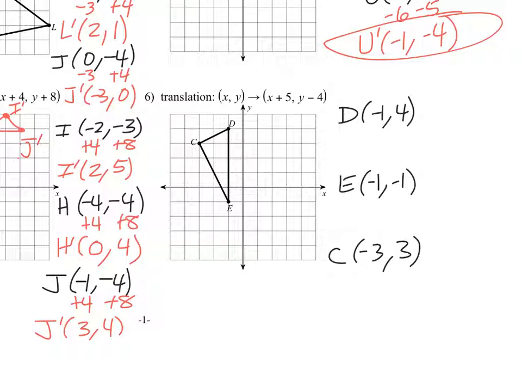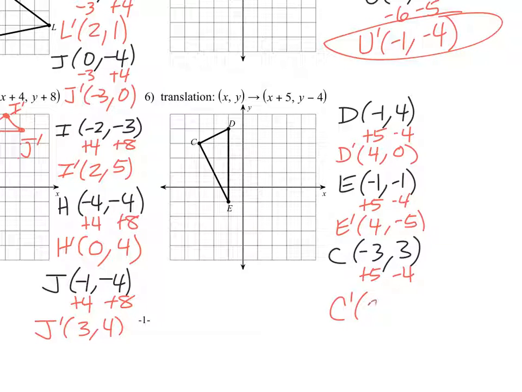3. Okay, so now I add 5 to the x, subtract 4 from the y, so D apostrophe is going to be at 4, 0. Add 5, subtract 4, so E apostrophe is going to be at 4, negative 5. Then add 5, subtract 4, so C apostrophe is going to be at 2, negative 1.